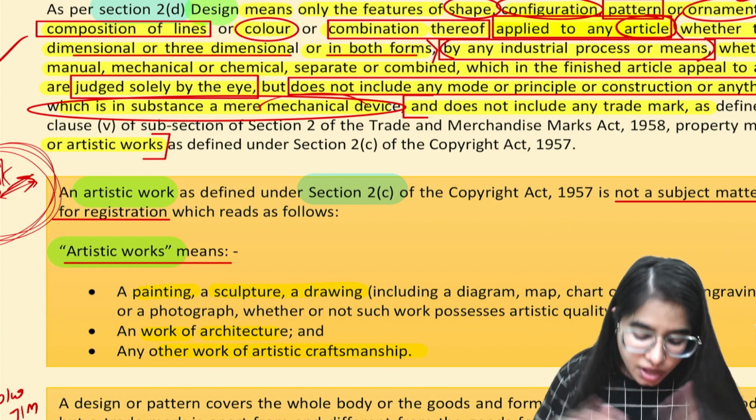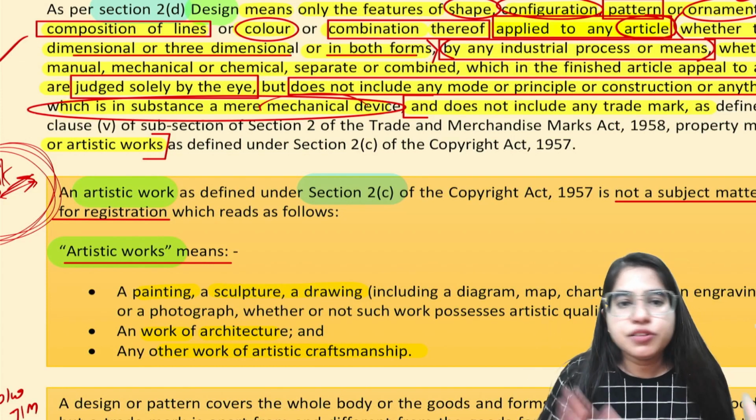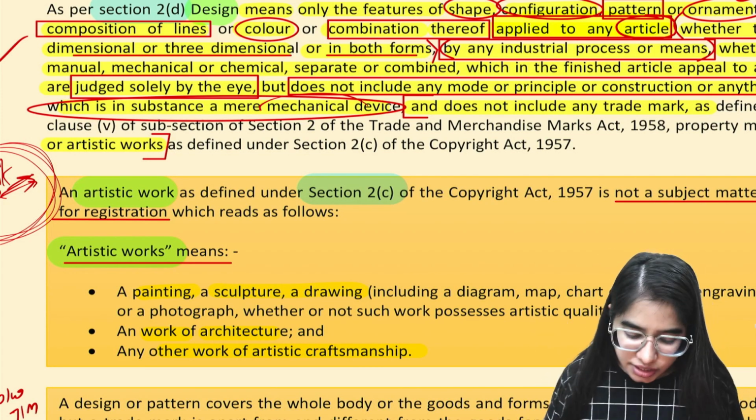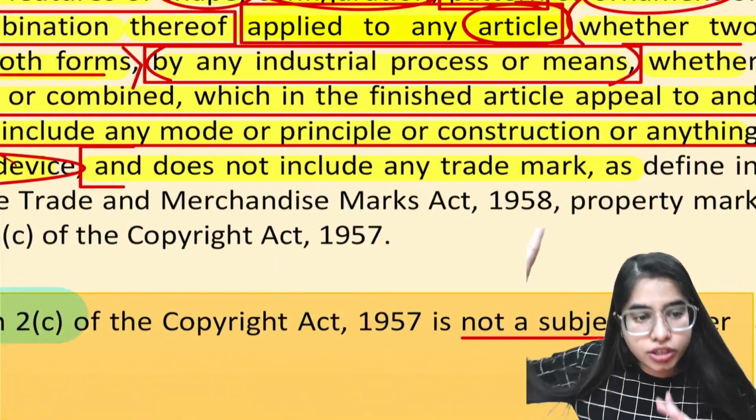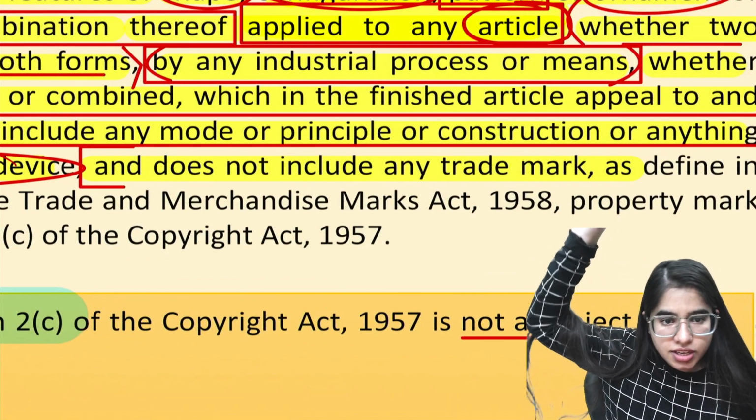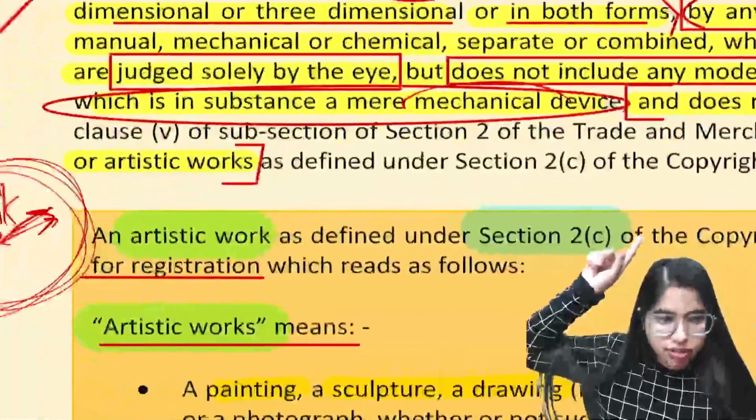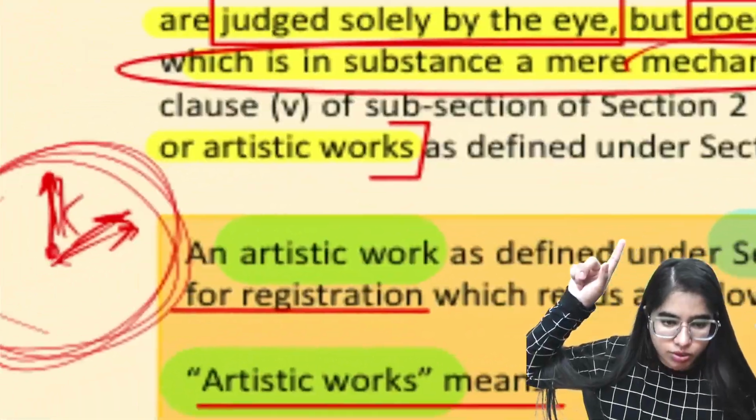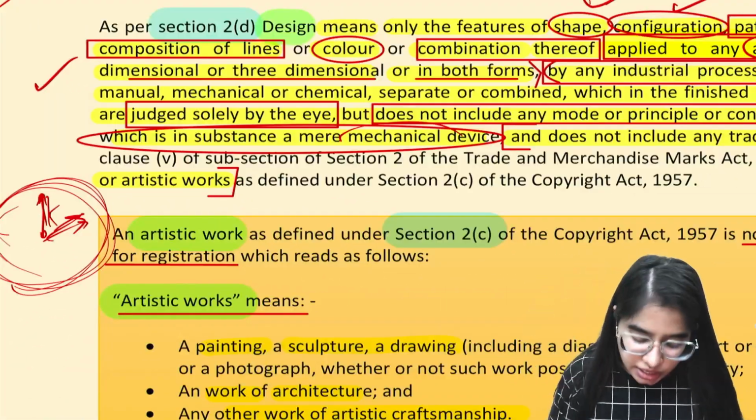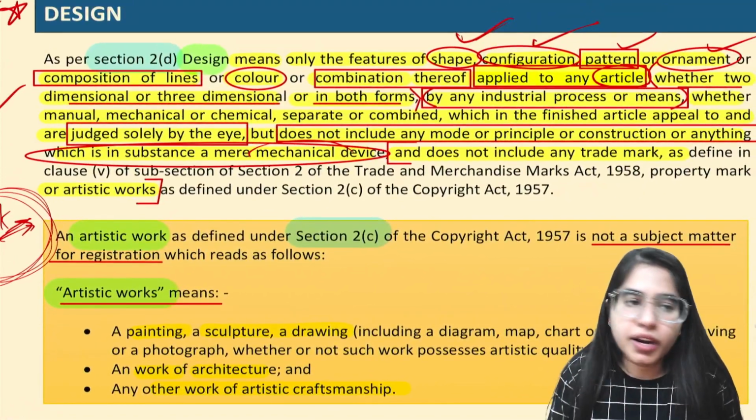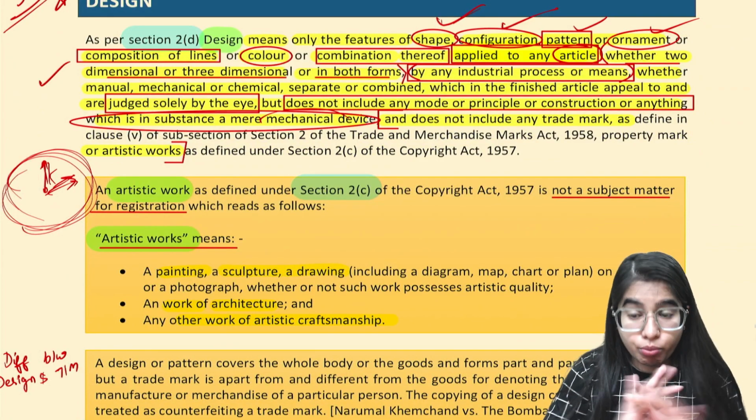Where was I? Trademark is different. Trademark cannot be registered as a design. Trademark is different, design is different, and copyright is different. That is why here it is given that it does not include. You can see here, it does not include trademark under trademark law, and also you can see it does not include any artistic work, which is registered as a copyright under the Copyright Act. With this we are done with the definition of design in very detail.